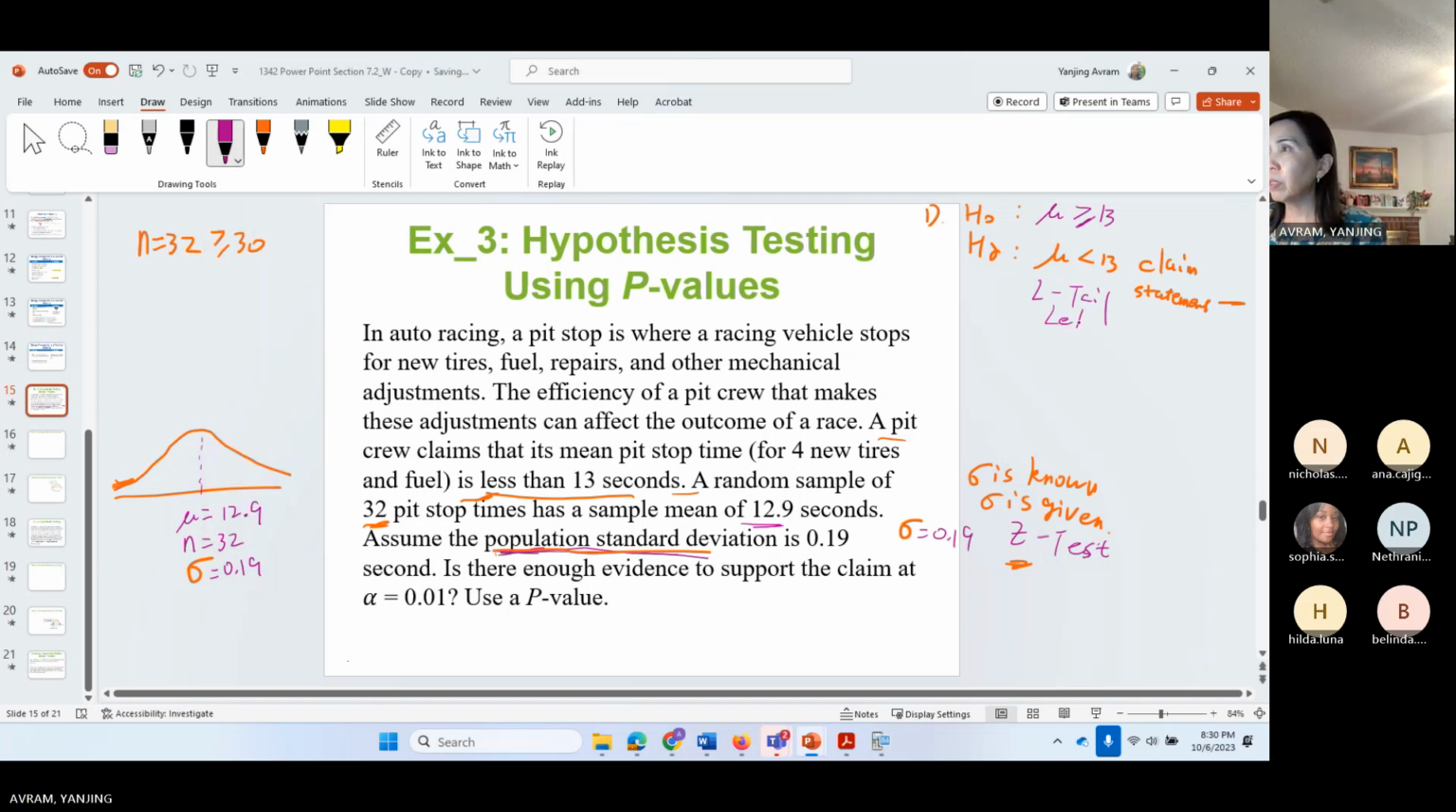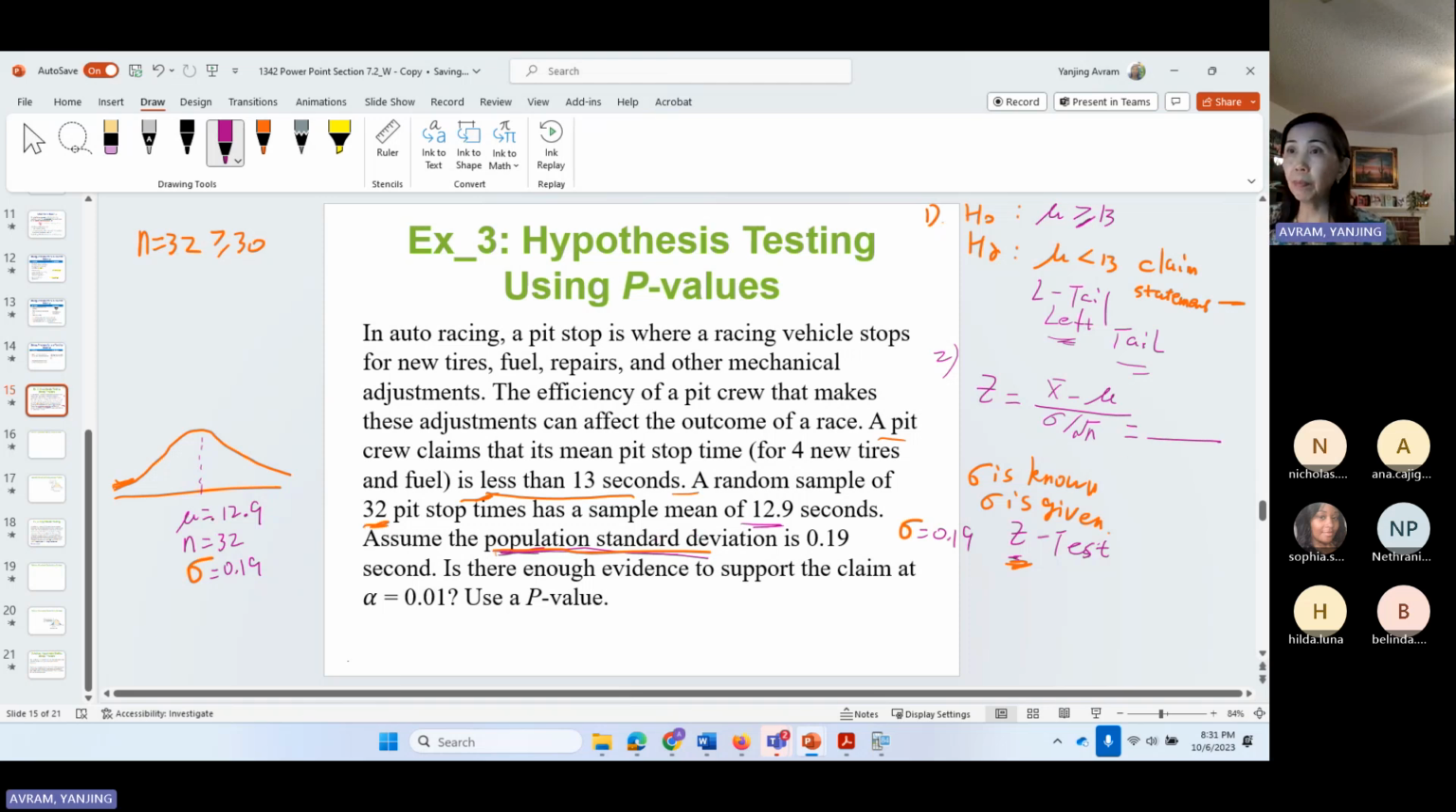We also know this is a left-tailed test, because the alternative is less than. And we also know that this is a z-test, so we need to find a z-score. Finding the z-score here.